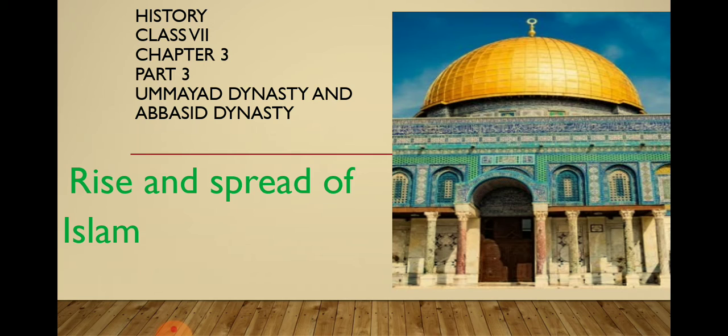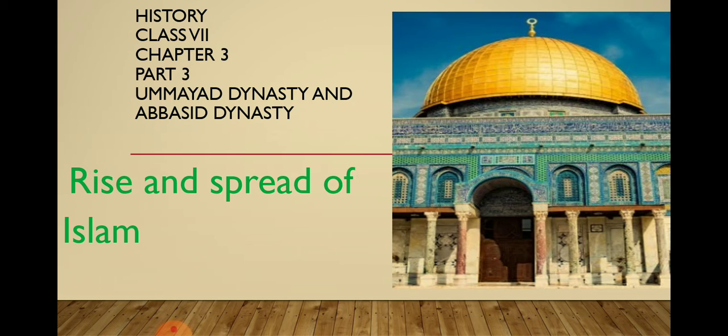In the previous two parts, we have studied the rise of Islam, Prophet Muhammad, his birth, the principles of Islam, the migration of Prophet Muhammad from Mecca to Medina, and the spread of Islam. Along with that, we studied the beginning of the Caliphate, and we discussed who we call a caliph. A caliph is considered the successor of Prophet Muhammad. There were four important caliphs: Abu Bakr, Umar, Usman, and Ali.